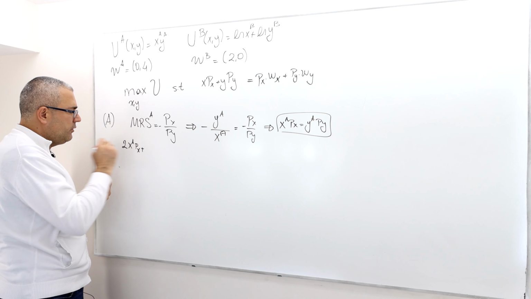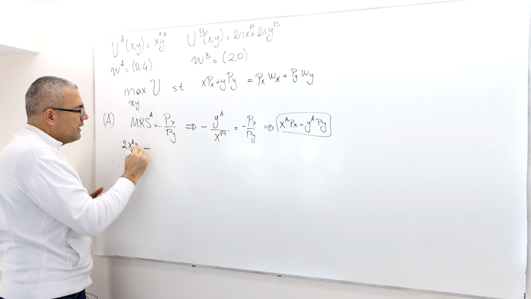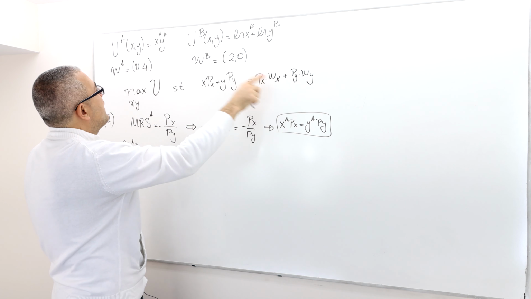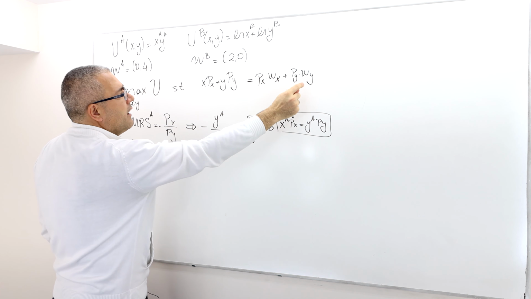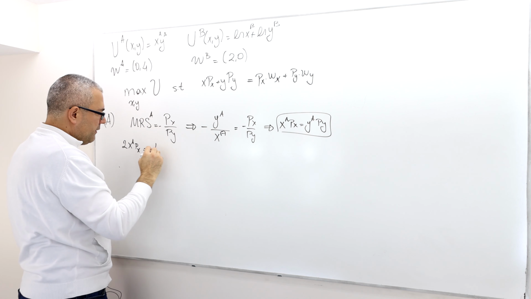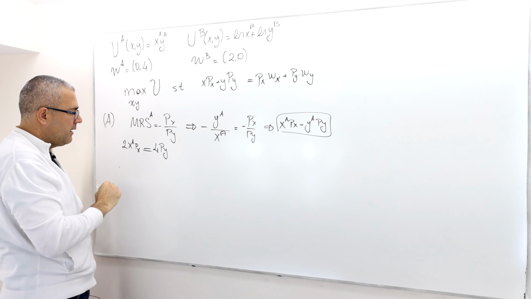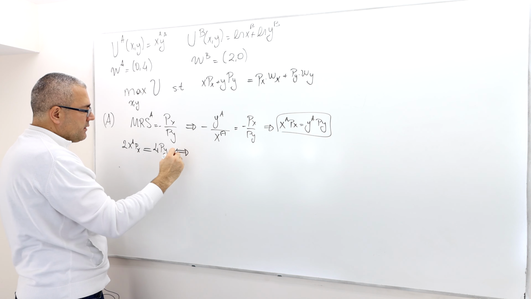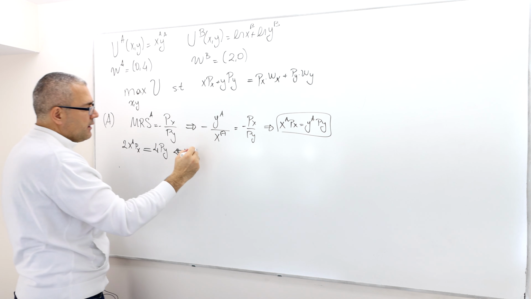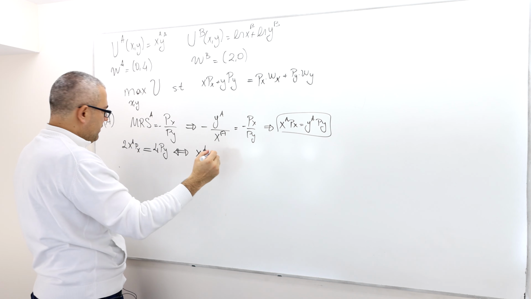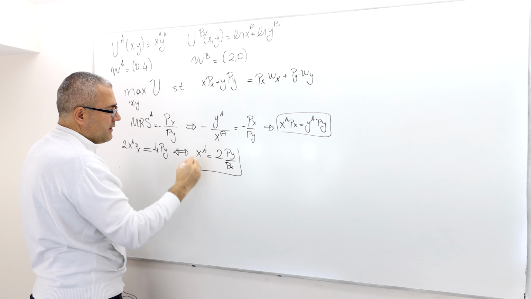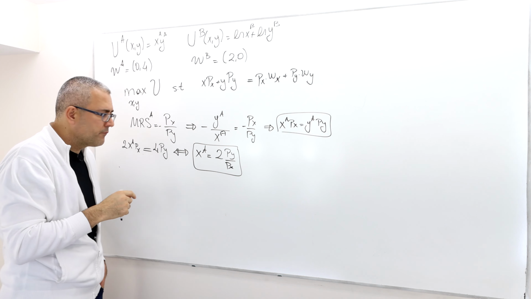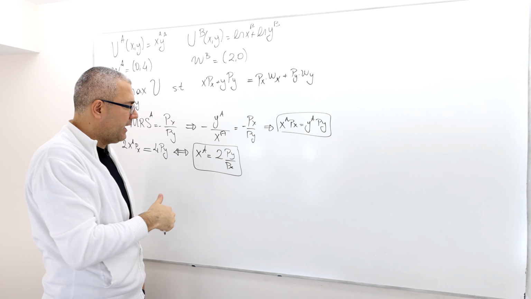Well, YA PY is exactly equal to XA PX, so I have 2 XA PX equals WX, which is 0. So this term is going to be 0, and WY is 4, so it's going to be 4 times PY. If you divide both sides by 2PX, leaving XA alone, it basically means 2PY divided by PX. So that's it. This is the optimal consumption for good X for agent A.